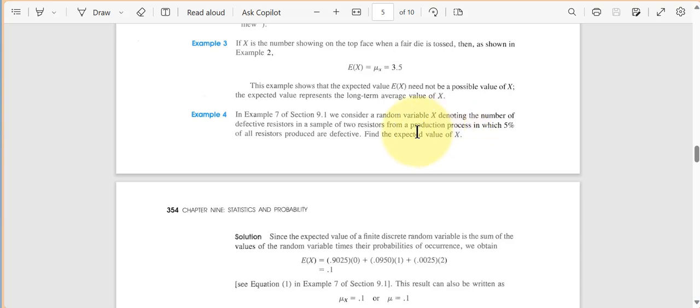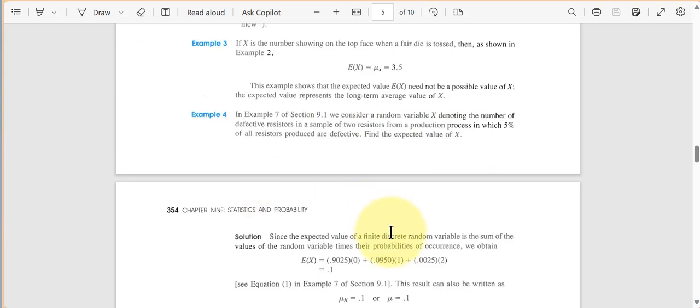The possible values for x: we're taking 2 resistors, so we might have none of them defective, we might have one defective, or we might have both defective. So the possible values are none, which is 0, 1, or 2. So those are the values for x. Now we need to figure out the probabilities for each of those. What's the probability that none are defective? What's the probability that 1 is defective? And what's the probability that 2 are defective?